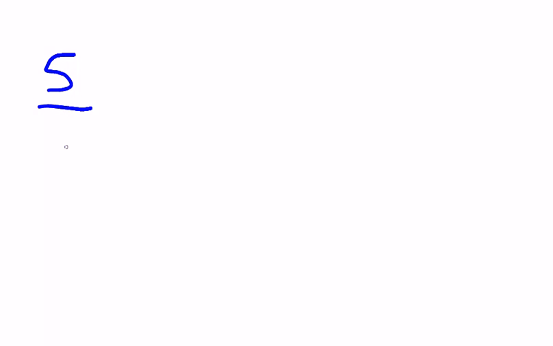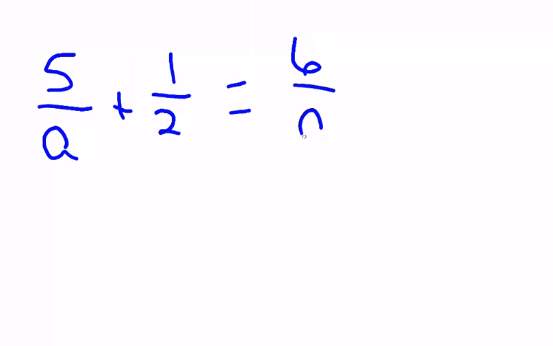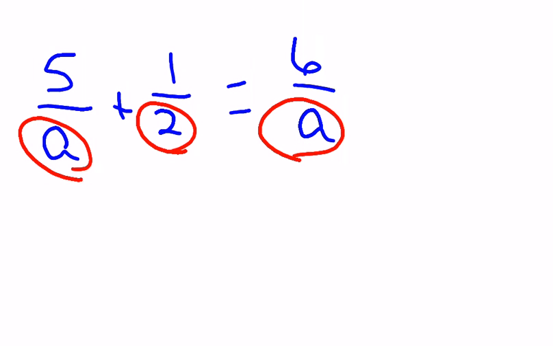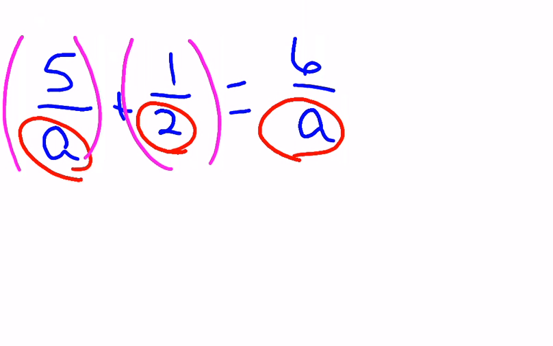First one is 5 over a plus 1/2 equals 6 over a. Now the trick to these is that we look at the denominators. So I look at the denominators of every term in that equation, so a, 2, and I look for the least common denominator. In this case it would be 2a. So what happens is I actually want to multiply every single term by 2a.